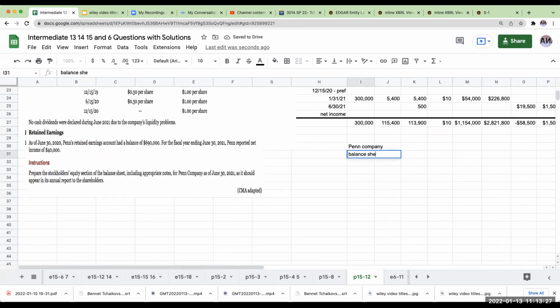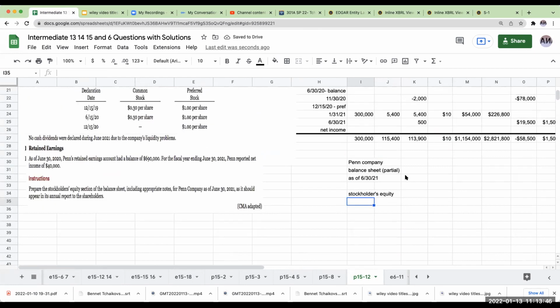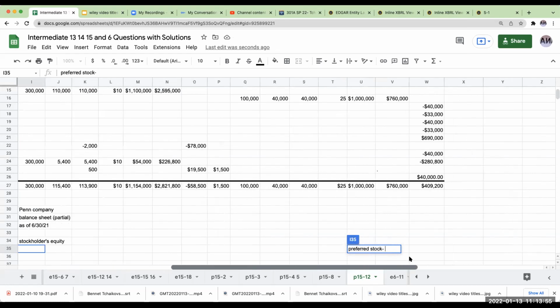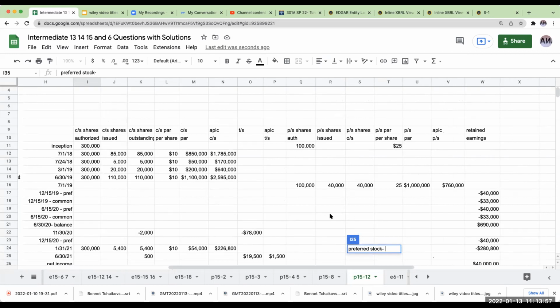Balance sheet, partial, as of 6/30/21. Okay, so our stockholders' equity section. What we're going to have over here is, we'll start with preferred stock.